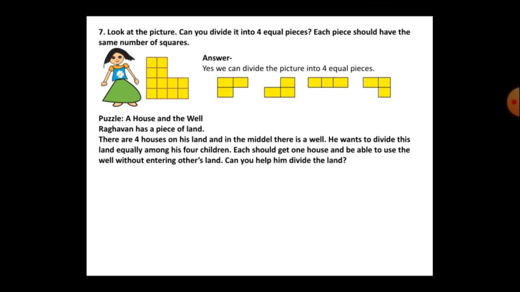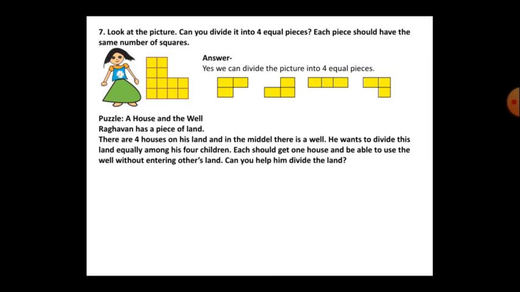Raghava has a piece of land. There are 4 houses on his land, and in the middle there is a well. He wants to divide this land equally among his 4 children. Each should get 1 house and be able to use the well without entering other land. Can you help him divide the land? See, here one more puzzle is there.